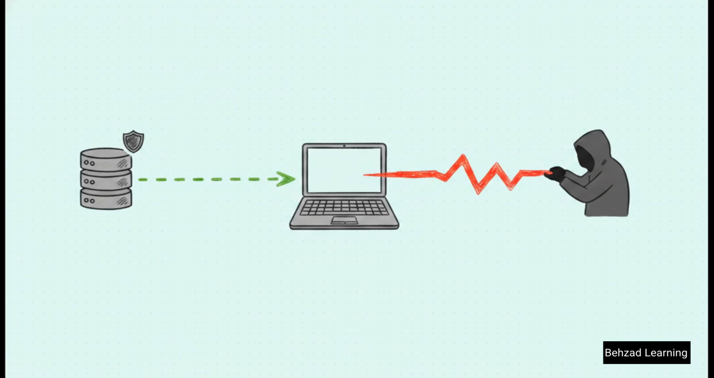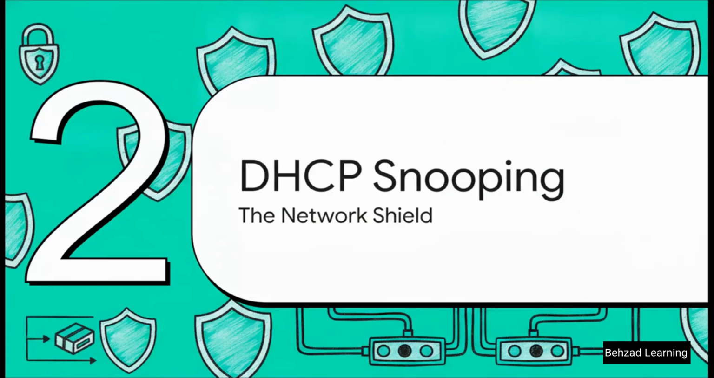If they win that race, your computer accepts their bad IP config, and boom, they've successfully pulled off a devastating man-in-the-middle attack. Moving right along to Section 2, how DHCP snooping works.